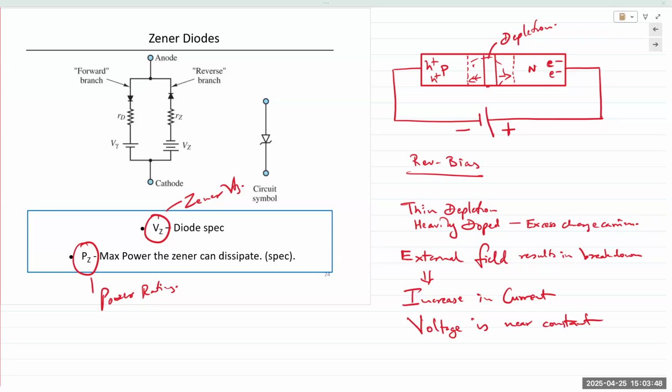Okay, the question being asked is: is it correct to say the voltage is constant in both forward and reverse bias? The answer is no. In forward bias, the Zener diode behaves as a regular diode. In reverse bias, it behaves as a constant voltage source.